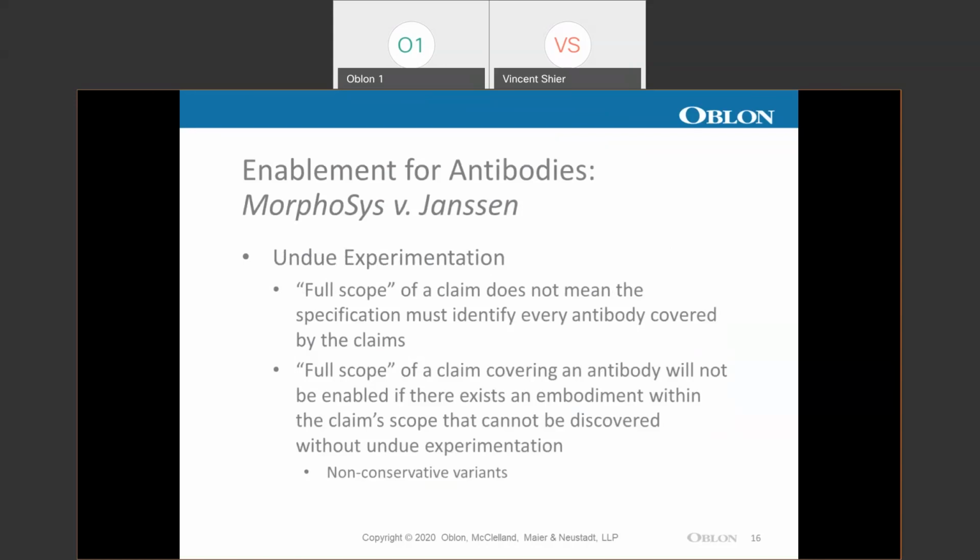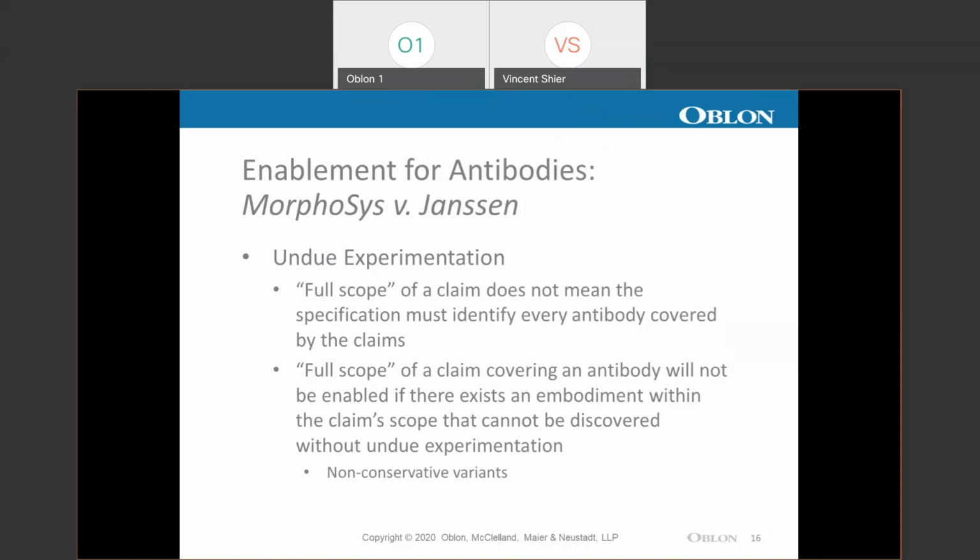Enabling the full scope of a claim does not mean that the specification must identify every antibody covered by the claims, but a sufficient representative number of species is still necessary to enable the claims. The full scope of a claim covering an antibody will not be enabled if there exists an embodiment within the claim scope that cannot be discovered without undue experimentation. One example of focus in this case is non-conservative variants, which are variants of antibodies made through substitutions within the complementary determining regions, CDRs.